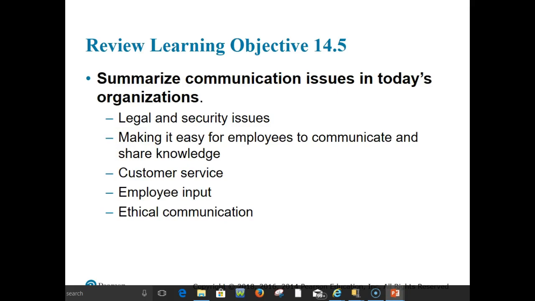In review of our 5th learning objective, the 2 main challenges of managing communication in an internet world are the legal and security issues and the lack of personal interaction. Organizations can manage knowledge by making it easy for employees to communicate and share their knowledge, which can help them learn from each other ways to do their jobs more effectively and efficiently. One way is through online information databases, and another way is through creating communities of practice.